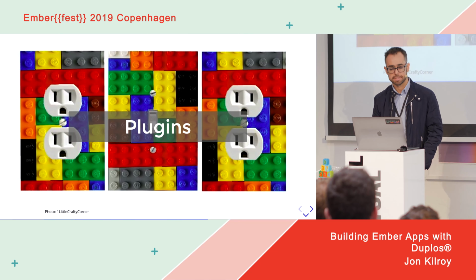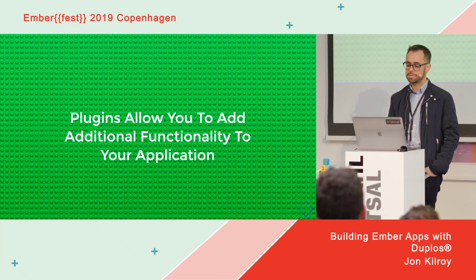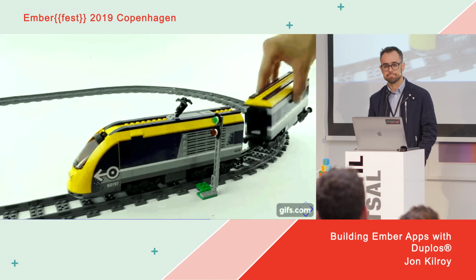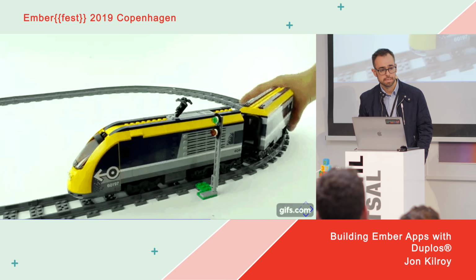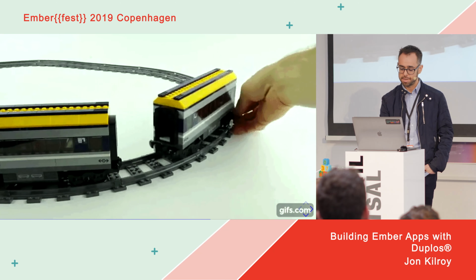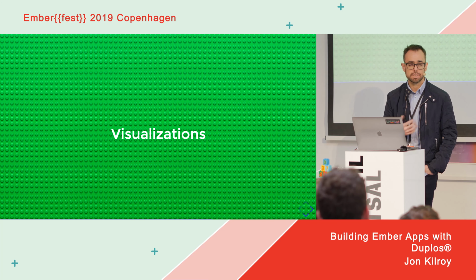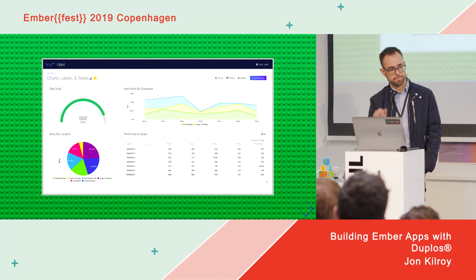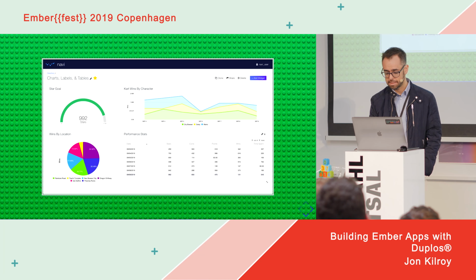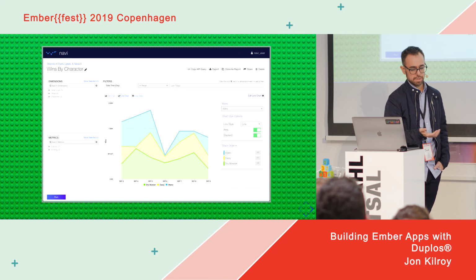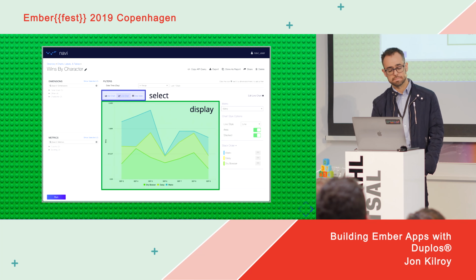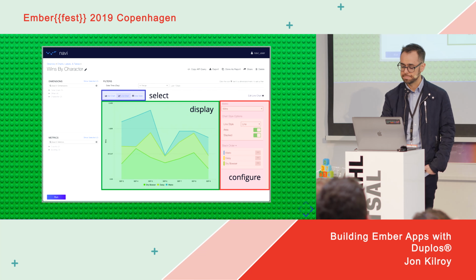All right, next pattern is called the plugin pattern. Plugin patterns allow you to add additional functionality to your application. So let's consider a train, because a train has a plugin system, right? You can add different cars, maybe a sleeper car or a dining car, passenger car. And in Nobby, we do that same thing when it comes to visualizations. We wouldn't be a very good analytics tool if we didn't have some great visualizations that come out of the box. And Nobby comes with quite a few, and each one of these visualizations has a way to display data. It has a way to select the visualization, and configure it.